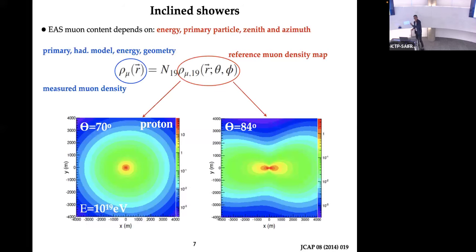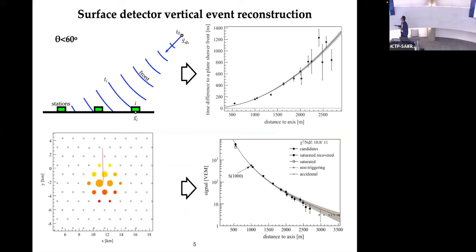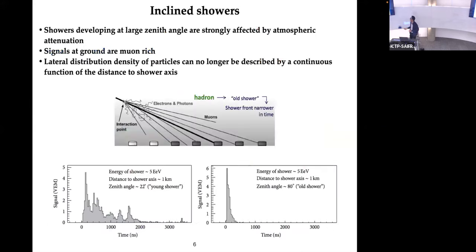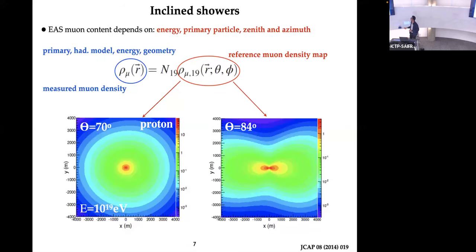Yeah, so the reconstruction has to be very different if you are looking at these vertical showers and inclined showers. For vertical showers, this continuous model, this continuous line here, is a good approximation to the data. But for very inclined showers, this model breaks down. So you can no longer do this fit. So we need to do something else to get the energy of the shower. So for that, we rely on simulations.